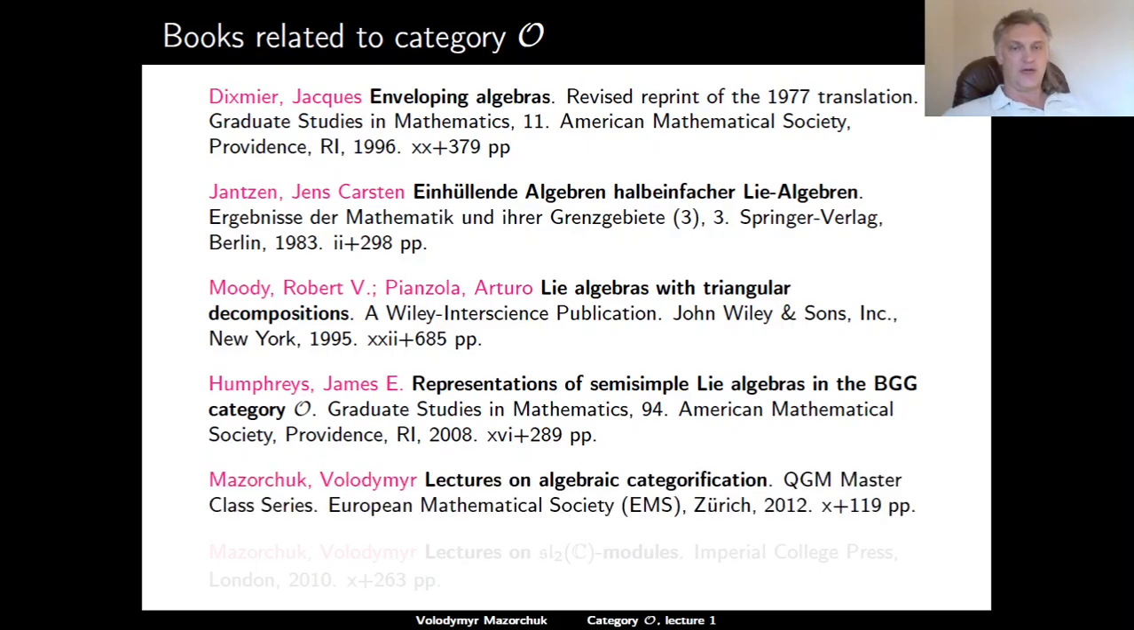A number of more advanced topics are covered by my lecture notes on algebraic categorification. However, this doesn't have any serious proofs. On the other hand, my lectures on SL2 modules have a very detailed treatment of category O for the very particular smallest case of the Lie algebra SL2.